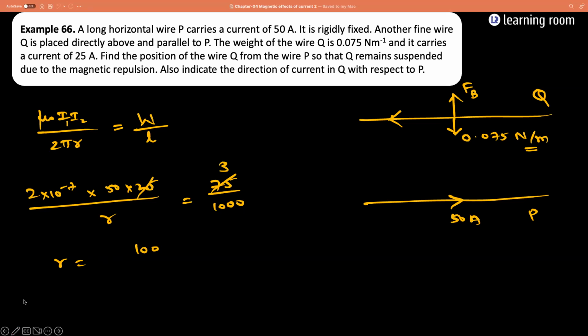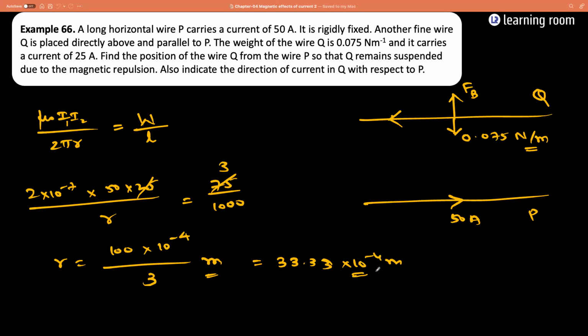Oh, sorry, one minute. R will be equal to how much? 100 into 10 power minus 4 divided by 3. So that is 33.33 into 10 power minus 4 meter, or 3.33 millimeter.